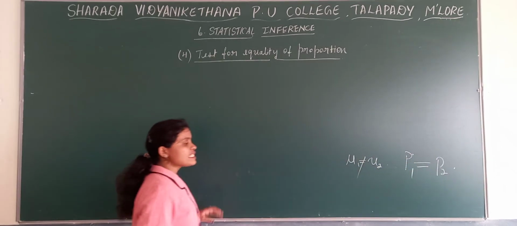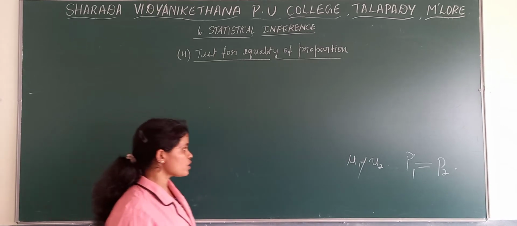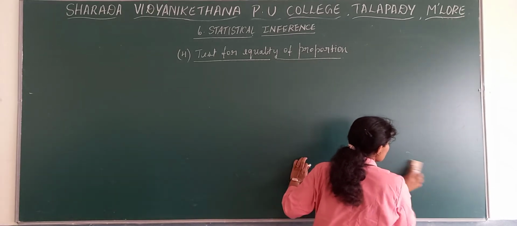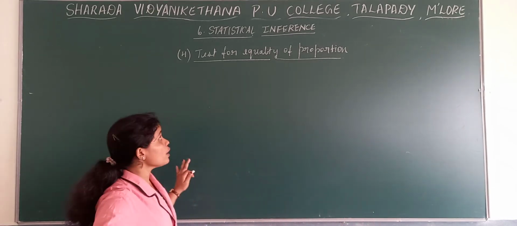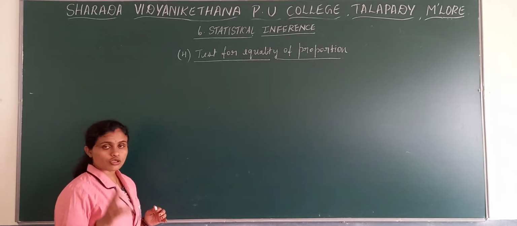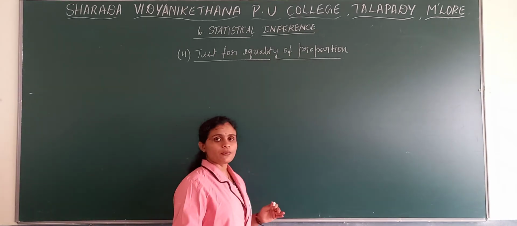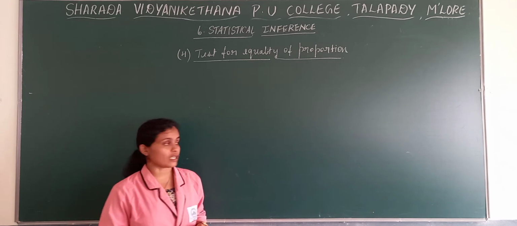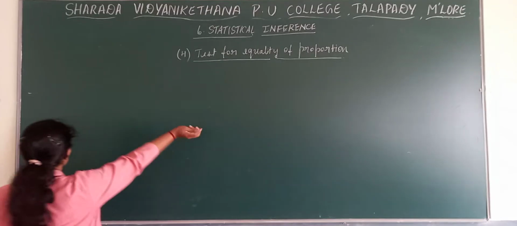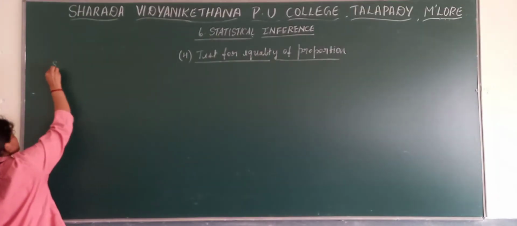So firstly we will see what are the procedures, means what are the steps in order to complete the procedure of test for equality of proportions of two populations. Here two populations' proportions will be given. Now firstly we will write the procedure or we will write the steps.